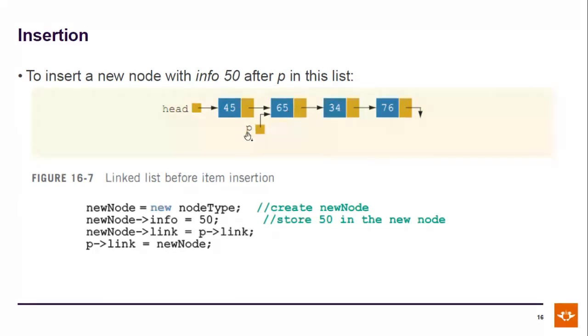And then we want to insert it after P, so we want to insert it after this node here, right? So the first thing we do is we create the node, and then after creating the node, we say new node info is 50. So we store what we want to store in the node, and then the link from this node, this node's next neighbor, will be whoever P's neighbor is.